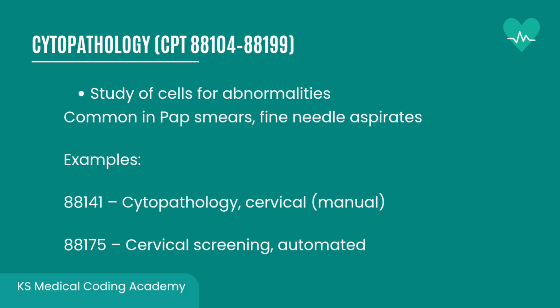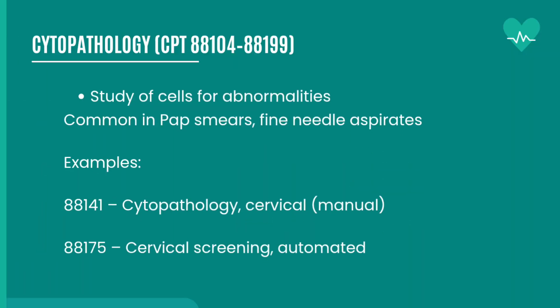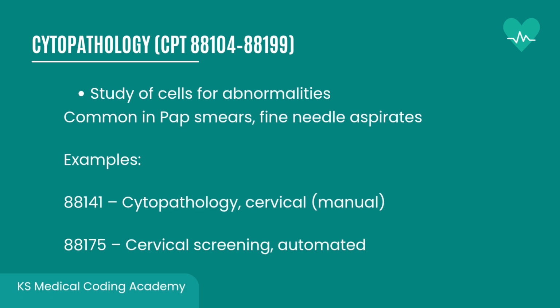Cytopathology. Cytopathology, found in codes 88104 to 88199, involves the study of individual cells to detect abnormalities. It includes Pap smears, fluid analysis, and fine needle aspirates. Examples: 88141 Pap smear manual screening, 88175 cervical or vaginal screening, automated. These codes often depend on method and interpretation level, so read the descriptions closely.